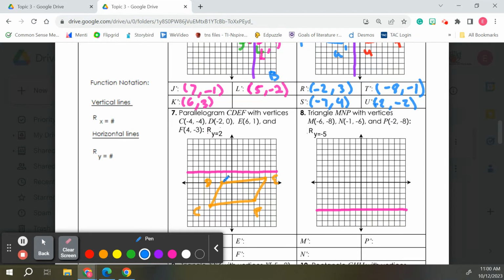Okay, so again, let's make this equidistant from this line of reflection. D is a distance of 2. There's my D prime. E is a distance of 1. There's my E prime. F looks like 1, 2, 3, 4, 5 spots away. Here is my F prime. C is 1, 2, 3, 4, 5, 6 spots away. So here is my C prime. And then I connect.